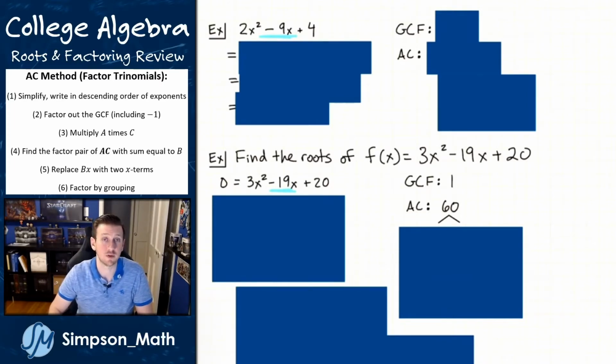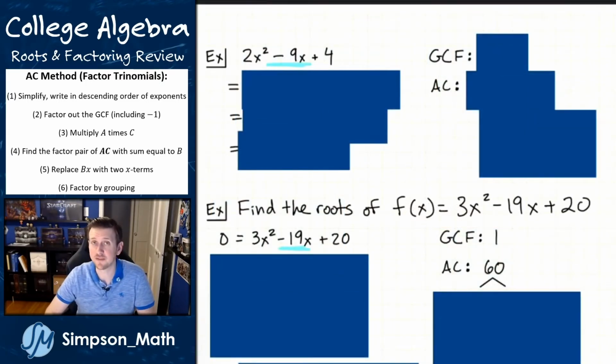If you haven't watched my previous videos, especially the most recent one about the AC method, stop watching this and go back and check that one out. I'm going to move a little bit faster in this video, so if you're ready to go, let's get started by factoring 2x squared minus 9x plus 4.